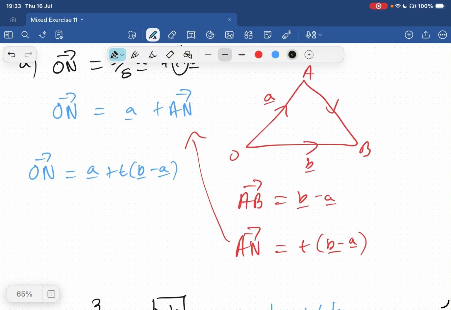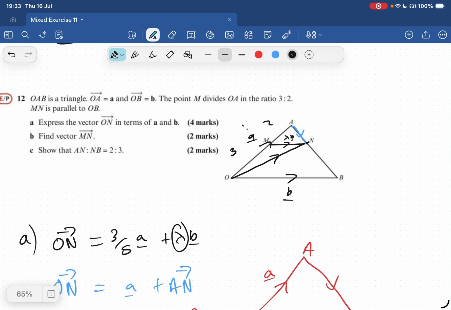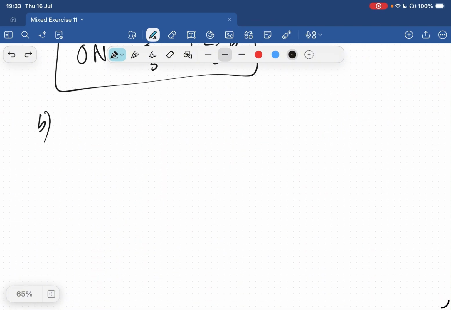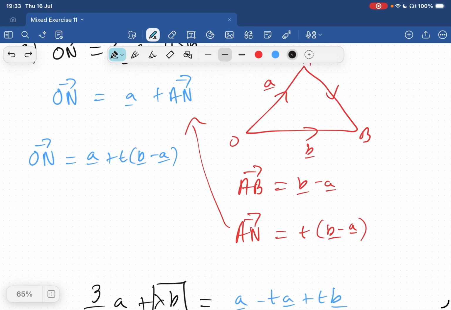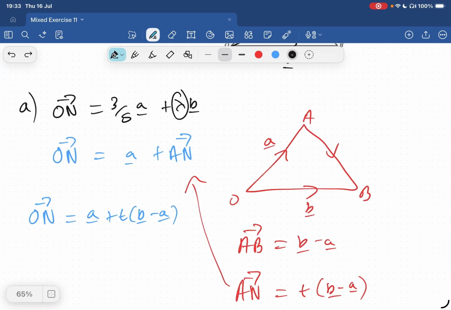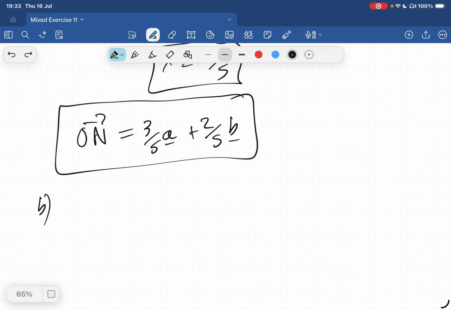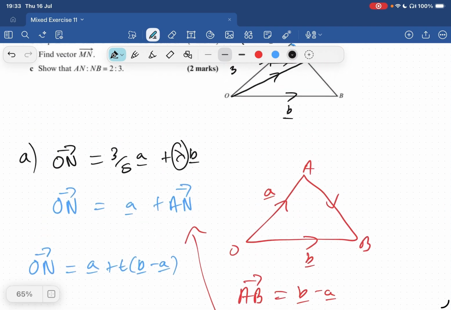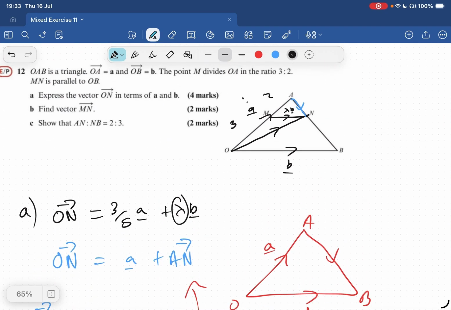Nice. Now let's look at part B. Find vector M to N. Well, we've kind of already done that in part A. We found lambda, so then we can say that, sorry, I forgot what that vector was called, M to N is 2/5 B. It may be part of why they've removed that question, because we've kind of already solved that above.